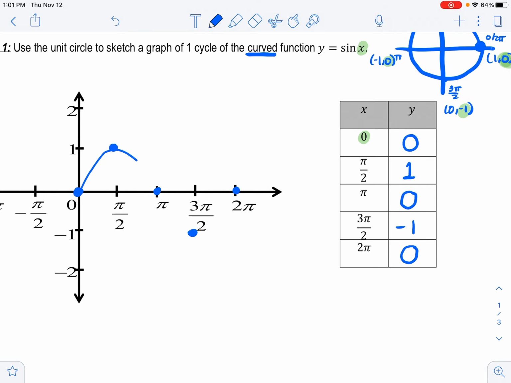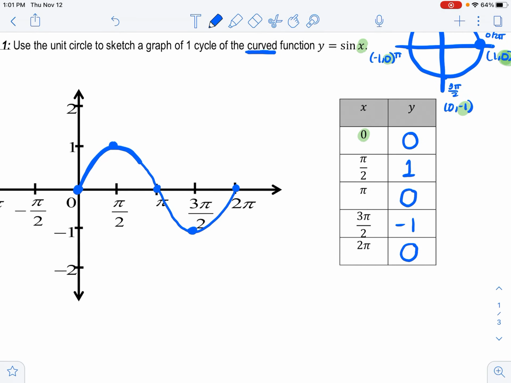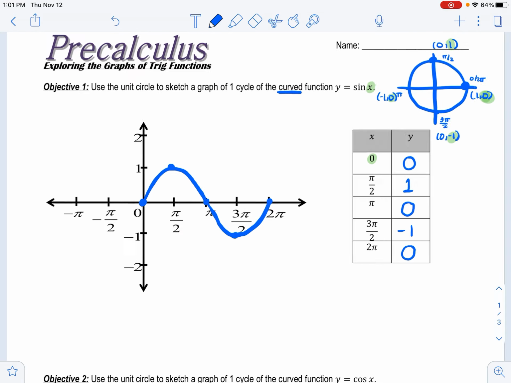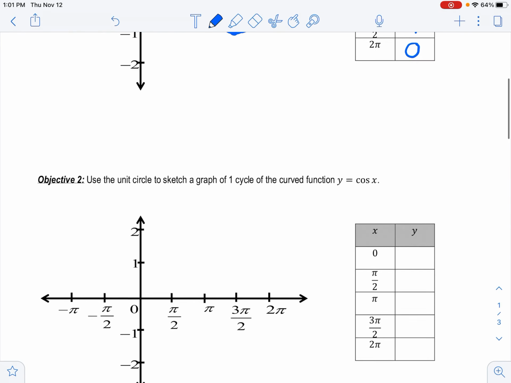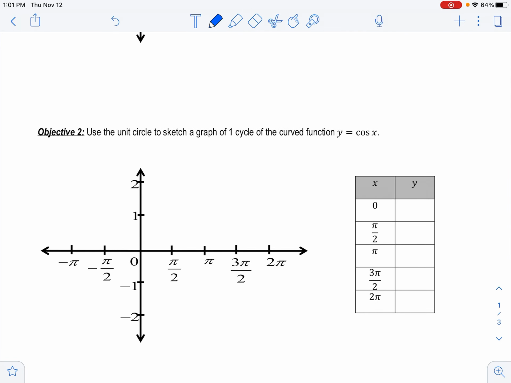So now I'm going to go ahead and connect these points with a curve. And that's what one cycle of the sine function looks like. If you notice right here, this is actually the top of the unit circle. This is the bottom of the unit circle. So together it forms a circle.